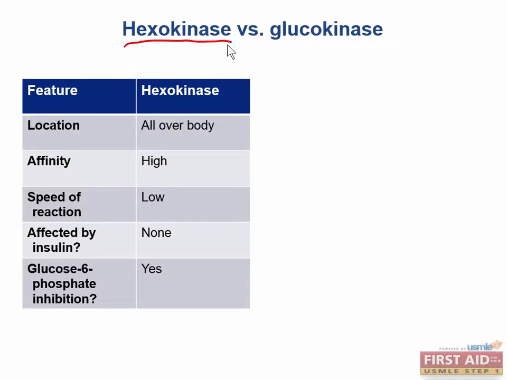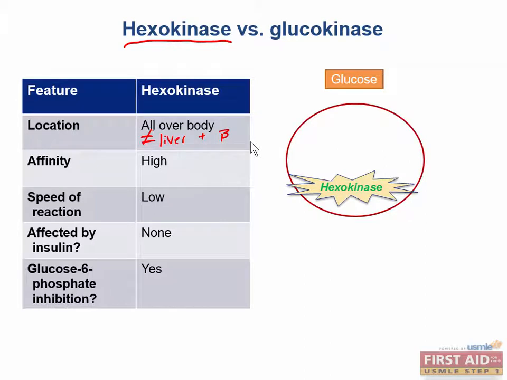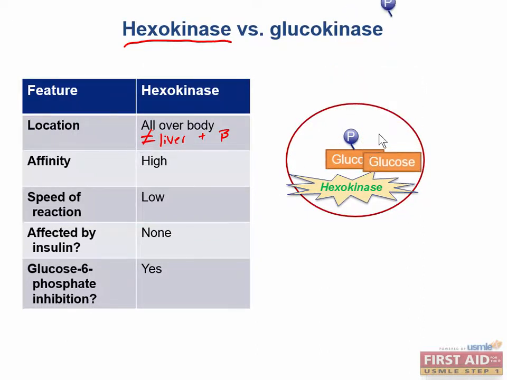So let's talk about hexokinase first. Hexokinase is found in almost every cell type of the body, with two exceptions. It's not going to be found in liver cells, and it's also not going to be found in pancreatic beta cells. So hexokinase has a high affinity for glucose, but it has a very low reaction rate. So let's go ahead and see what that is visually. We have a very slow, methodical phosphorylation of glucose here. Because remember, it's our kinase that's going to add those phosphate groups at a nice, slow, predictable rate.